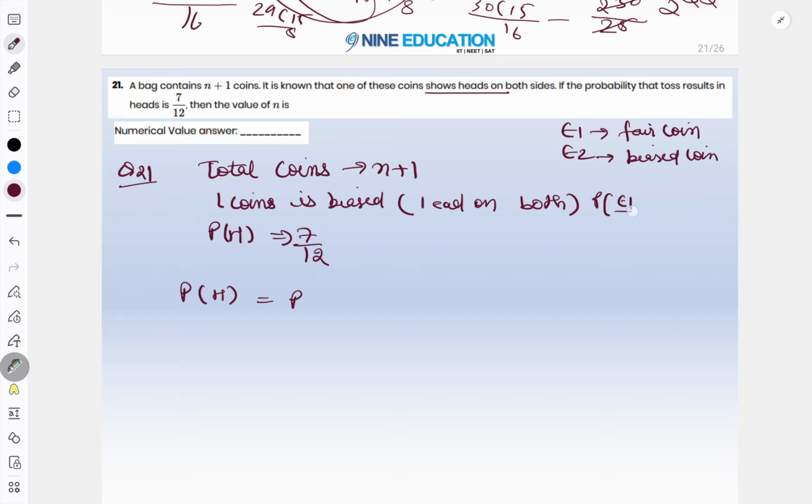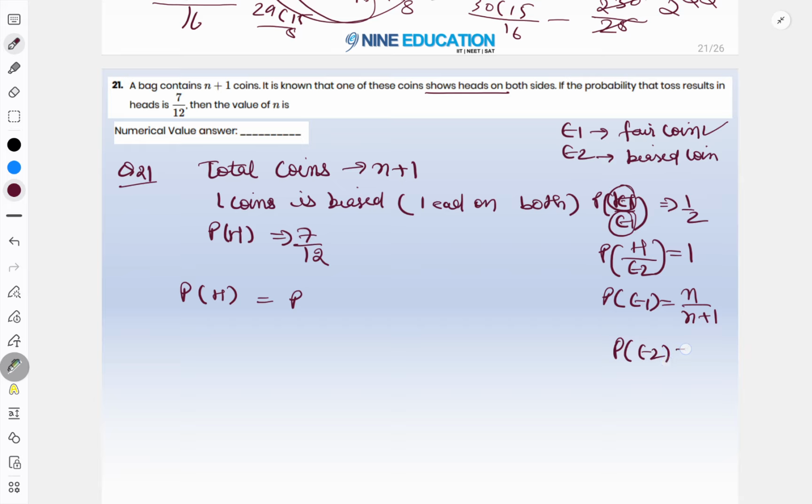Let P of H given E1 be the probability that you took a fair coin and get a head. So if you take a fair coin and get a head, that's 1 by 2. And if you take a biased coin and get a head, it's 1, because both faces have heads. Of course it will show 1. What's the probability of E1? Probability of E1 is a fair coin. So out of n plus 1 coins, n coins are fair. So it's n by n plus 1. P of E2 will be 1 divided by n plus 1.